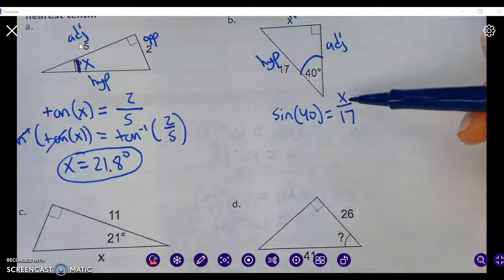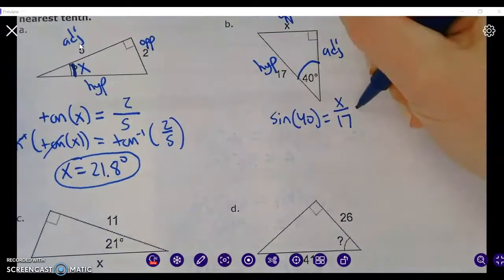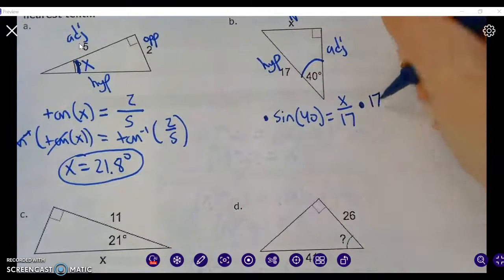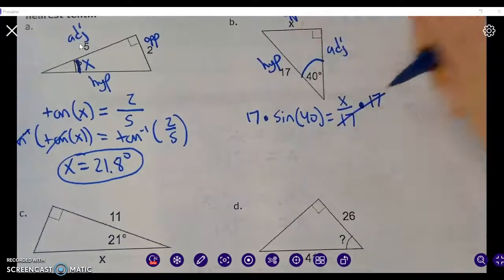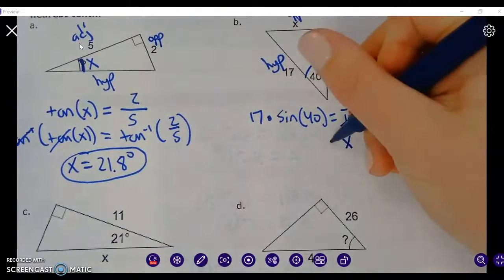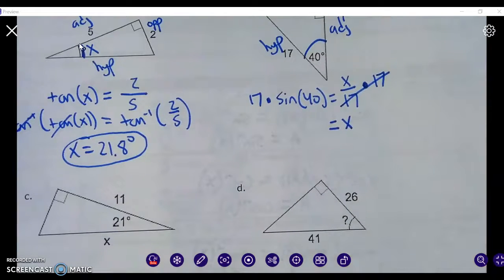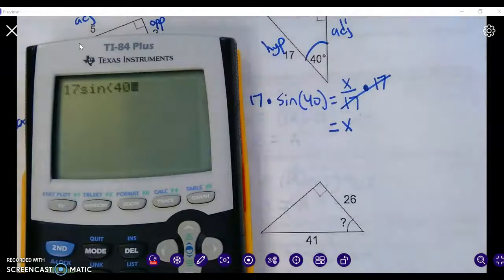Okay, first step when I'm solving for sides, what do we do? Multiplying both sides by whatever is on the bottom. For this one, it would be 17. Why do we do that? How does that help us? Yeah, so those cancel out. So then x equals, type that in your calculator. Okay, round to the nearest tenth.